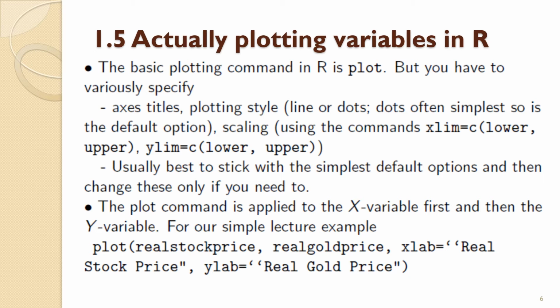Now scaling. This works by using a set of commands, xlim and ylim, to specify the limits for the x-axis and the y-axis respectively. And how this works is that this is a vector, or ordered list. So you have the c there to bring these things together. The lower boundary matches the upper boundary in the brackets, and again c here means concatenation, so this joins together the lower boundary and the upper boundary in the brackets. It's usually best to stick with the default options and then use something more complicated if you need it.